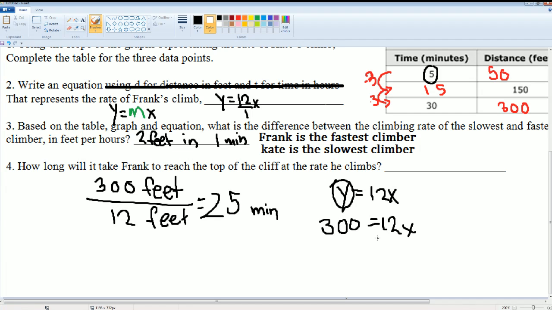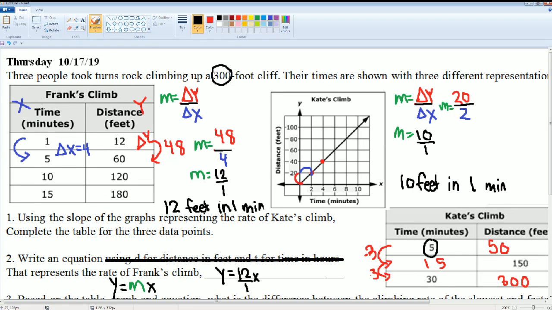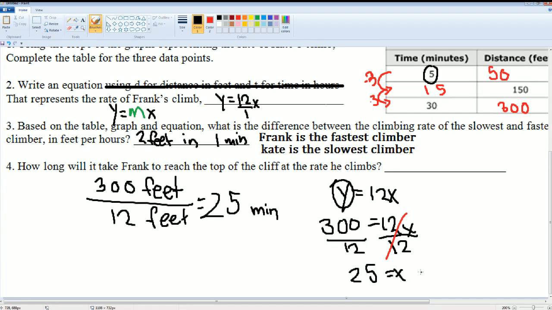How do you get x alone? You divide by 12. Do you see that? This cancels. What do you get left? You get x here. 300 divided by 12 is 25. And x is what unit? X is your time, so this is the time, which is minutes. So there you go.